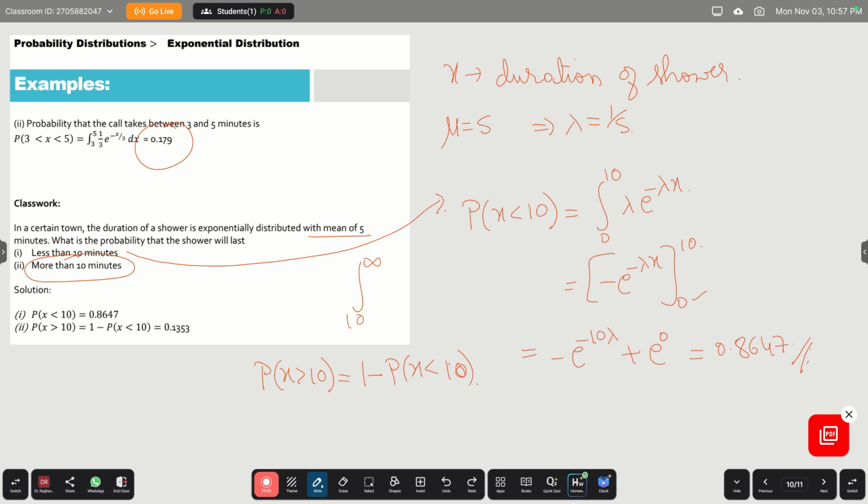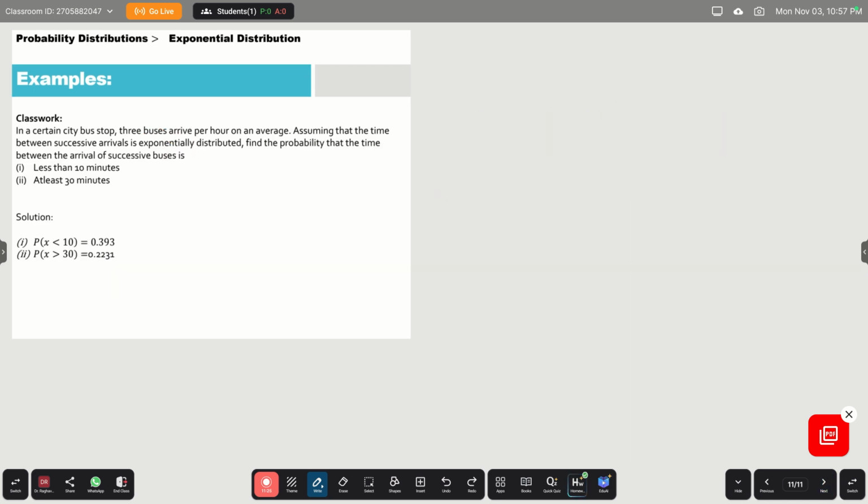So x greater than 10 is the complement of x less than 10. Yes, x less than 10 we have already calculated. So it will be 1 minus 0.8647, which will give you the value 0.1353.